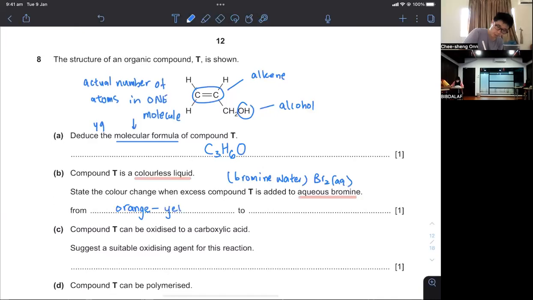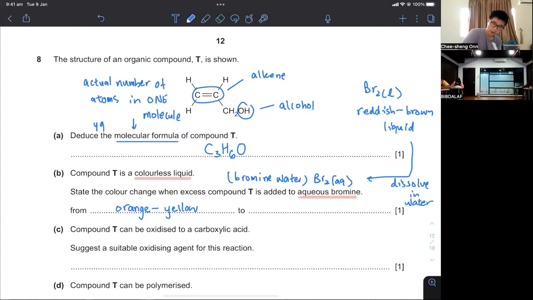It's not bromine liquid. Careful, yeah? Bromine liquid is an element. It's a reddish brown liquid. But when it dissolves in water, you're going to get a very dilute color, which is orange yellow, no longer very concentrated in color. And we use bromine. Bromine can add onto the double bond.